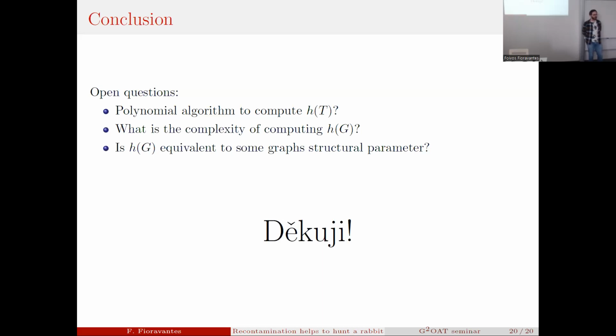But then the number of hunters that is needed is less than if you don't move the rabbit. There, the number of hunters that is needed is exactly the path width of the graph, plus 1, I think. Okay. So we are between path width and path width plus 1, and we don't know which. Deciding which one.